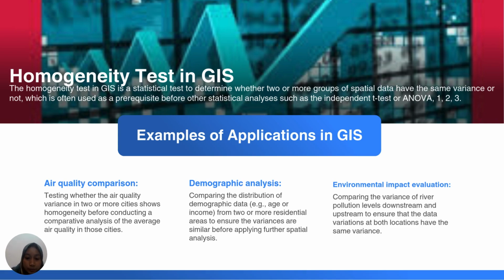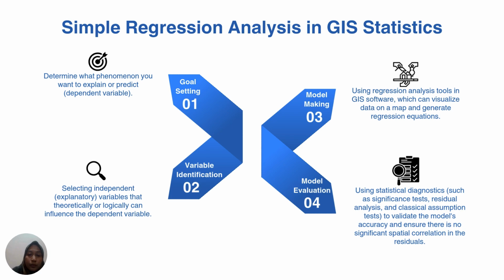Demographic analysis, comparing the distribution of demographic data from two or more residential areas to ensure the variances are similar before applying further spatial analysis. Environmental impact evaluation, comparing the variance of river pollution levels downstream and upstream to ensure that the data at both locations have the same variance.